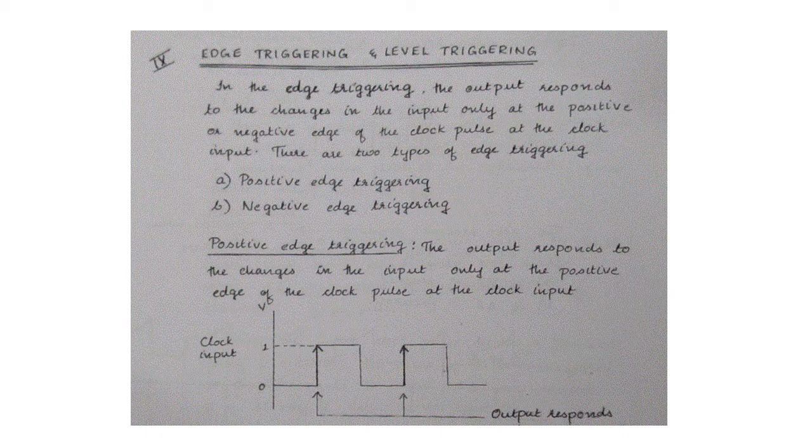Triggering can be of two types, that is edge triggering and level triggering. In edge triggering, the output responds to the change in the input during the edges of the clock pulse. This can be of two types, that is positive edge triggering and negative edge triggering. In the case of positive edge triggering, the output responds to the change in the input only at the positive edge of the clock pulse.